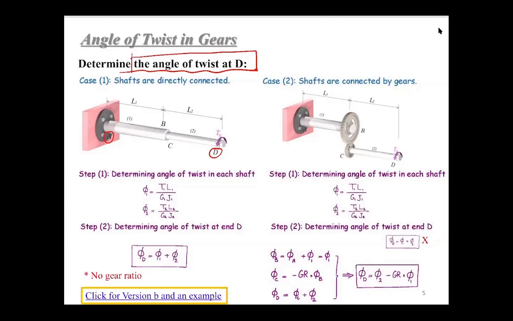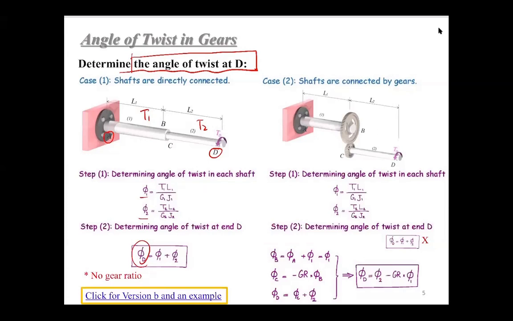You can just determine the internal torque T1 and T2. In this case, if you are familiar with the free body diagram and how to determine the internal torque, you can directly give the answer, right? T2 equals TD, T1 equals T2 equals TD, right? So if you determine this internal torque, and you have L, G, and J, you can calculate phi 1 and phi 2, then add them together, and you'll get phi D, right? There are no gear ratios, no gears in this system.